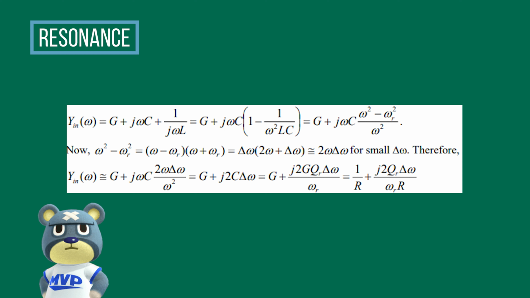Let omega equal omega r plus delta omega, where delta omega over omega r is small. So in this equation, where Qr is the Q factor at the resonance frequency, the slope of susceptance near the resonance frequency is 4 pi c, while the slope in the high frequency limit is 2 pi c. Now consider the bandwidth when the frequency is such that y squared equals 2g squared. The power delivered to the circuit is 1/2 that at the resonant frequency.